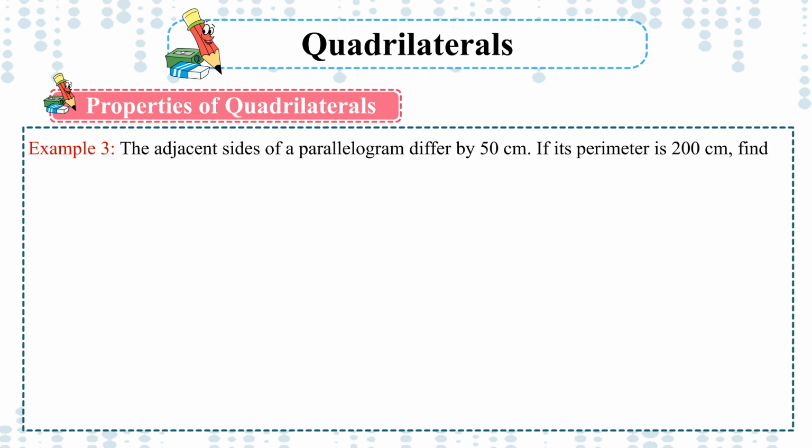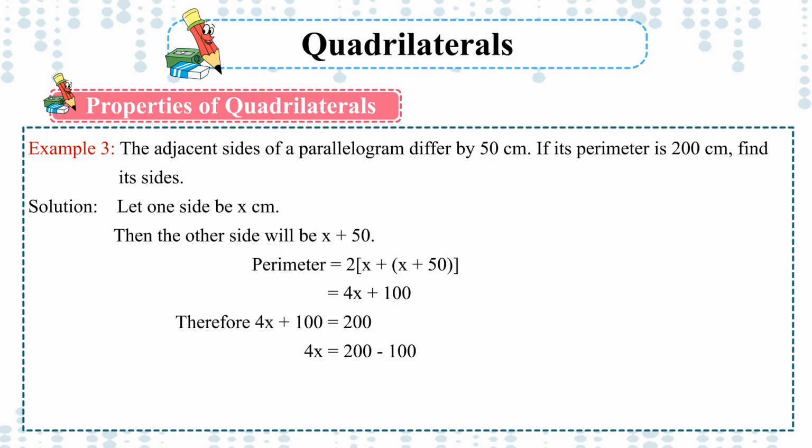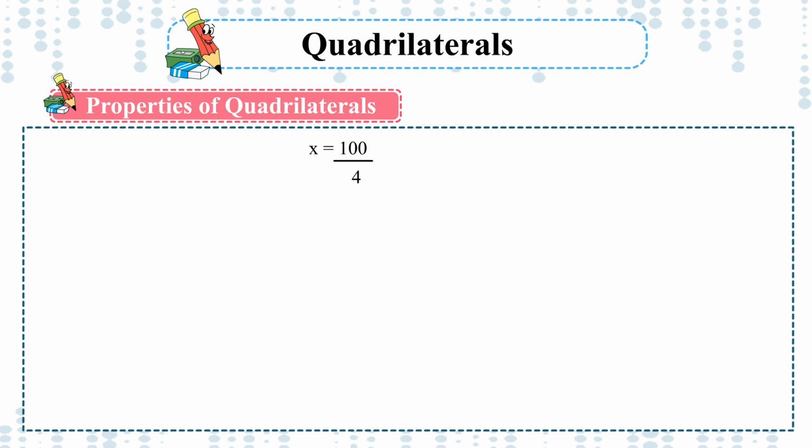Example 3. The adjacent sides of a parallelogram differ by 50 centimeters. If its perimeter is 200 centimeters, find its sides. Solution. Let one side be x cm. Then the other side will be x plus 50. Perimeter is equal to 2 times (x plus x plus 50) is equal to 4x plus 100. Therefore 4x plus 100 is equal to 200. 4x is equal to 200 minus 100. 4x is equal to 100. X is equal to 100 by 4. X is equal to 25. Sides of the parallelogram are 25 centimeters and 75 centimeters.